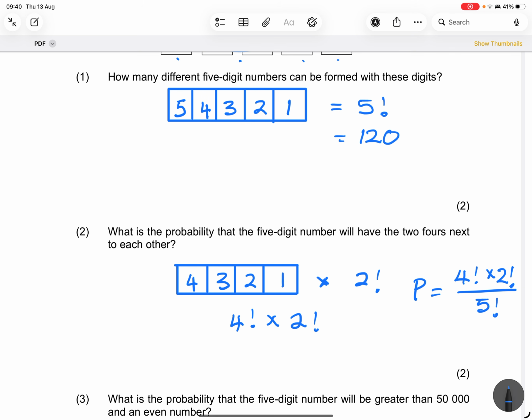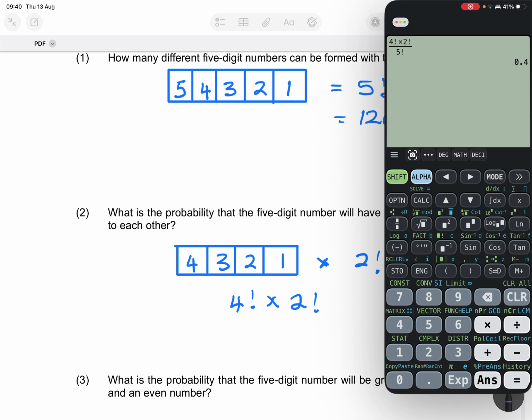Okay, and that probability is 0.4. And why did we divide by 5 factorial? Because that's the total number of ways in which you could place those cards. So that is 0.4. That's our probability.